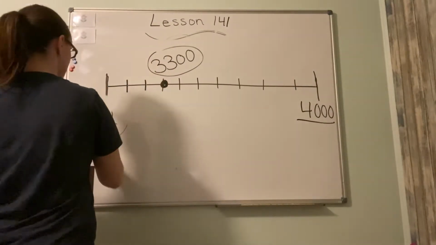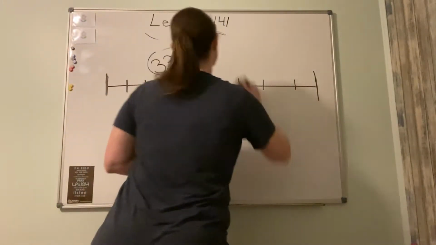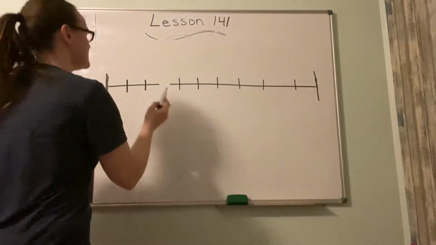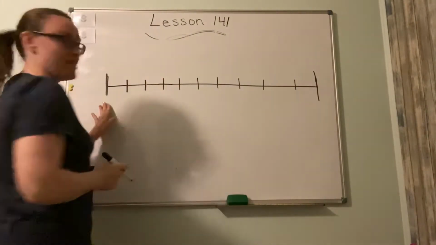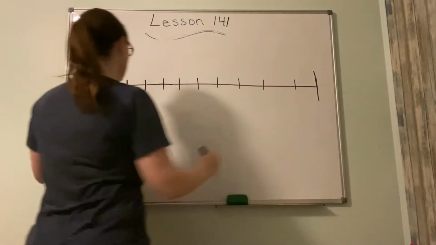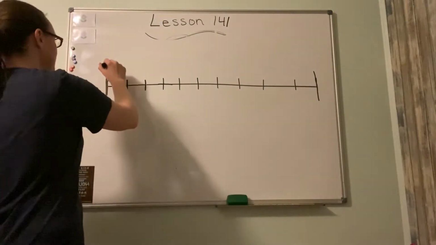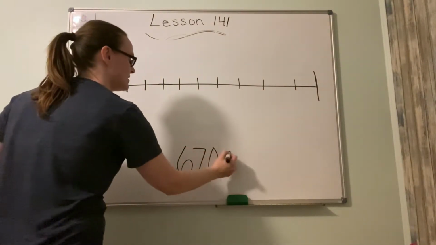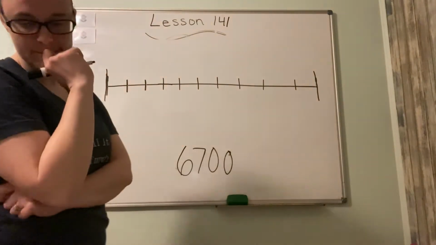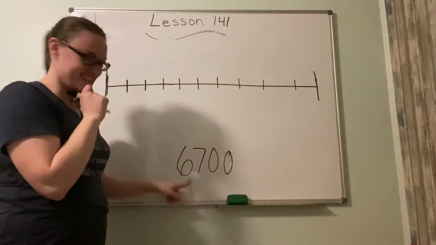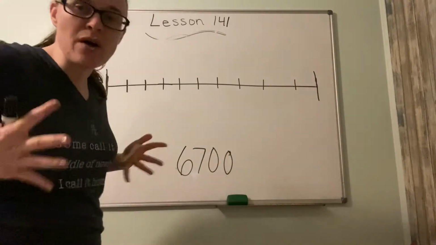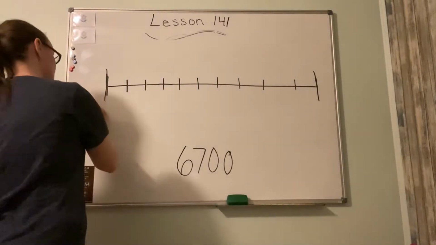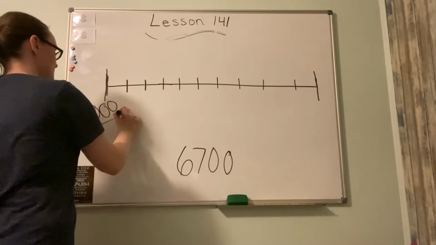Let's look at another one. Let's put this back up here so we can see it. We're going to have a thousands number here and a thousands number here with hundreds in between them, right? The number I'm going to give you next is this one. What number is that? 6,700. Good. Now, what thousands numbers is this between?